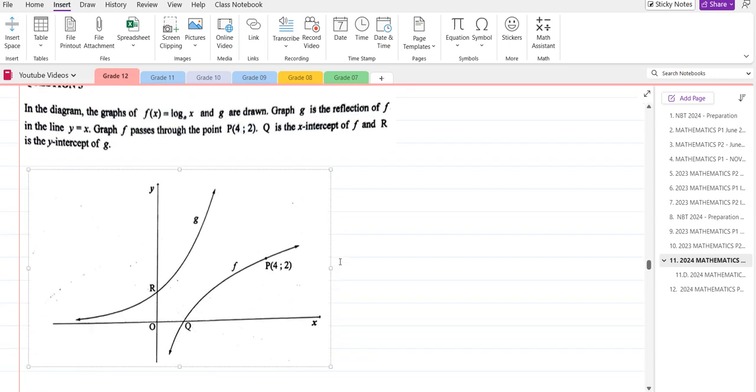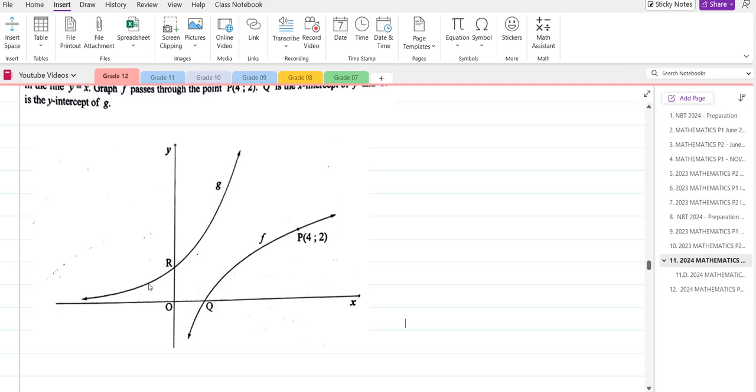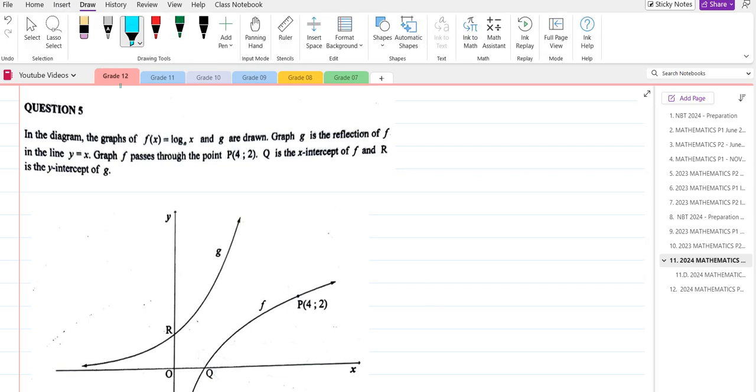Right, so let's look at this inverse function and try to make sense of it. We have an exponential function and a log function. In the diagram, f of x is a log function, log x base a. Remember, we have a point (4, 2), so we can find the value. f and g are drawn. The graph of g is a reflection of f in the line y equals x, so you're switching the x and the y values here.